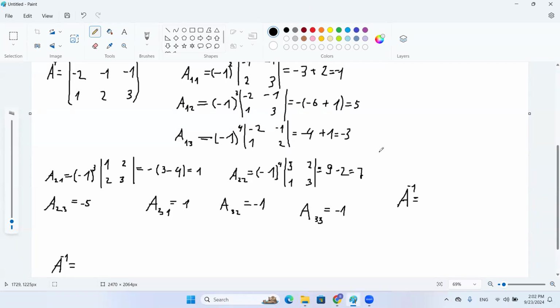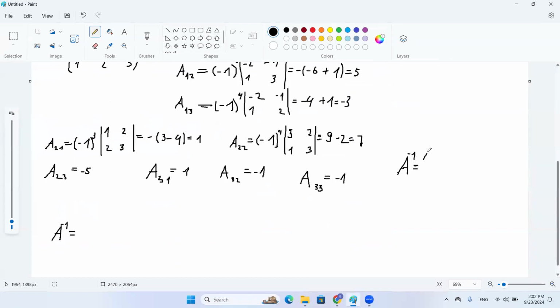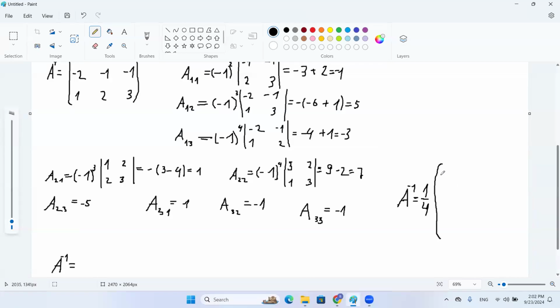Okay, Masha, can you help? We should multiply it by the determinant. Not multiply, we need to divide it by the determinant. So just do it like this in our case. And now, which coefficients? The first row will be -1, 5, and -3. 1, 7, and -5. 1, -1, and -1.